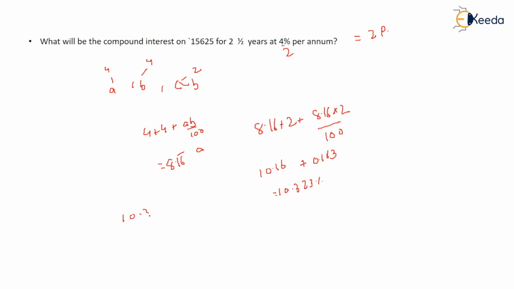So 10.323 upon 100 into 15,625. After multiplying it by 15,625 divided by 100, you get 1,613. This is the compound interest that you will get after 2.5 years.